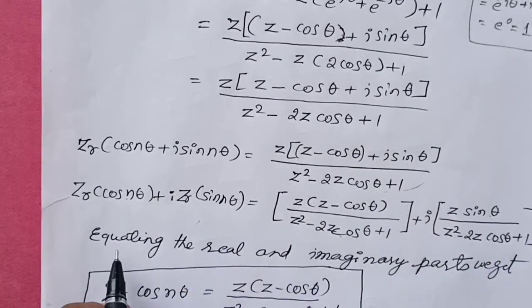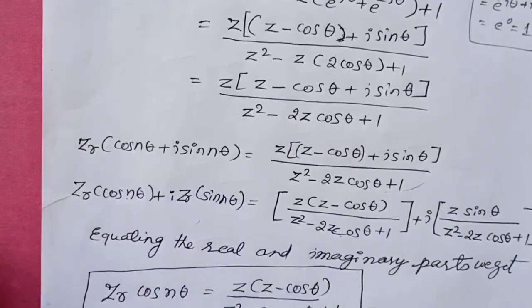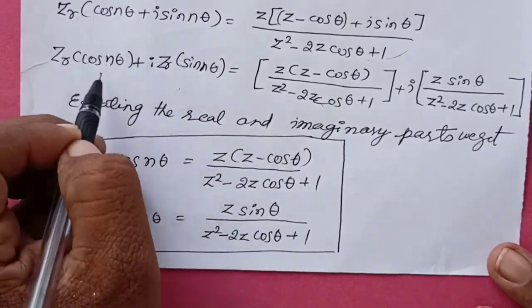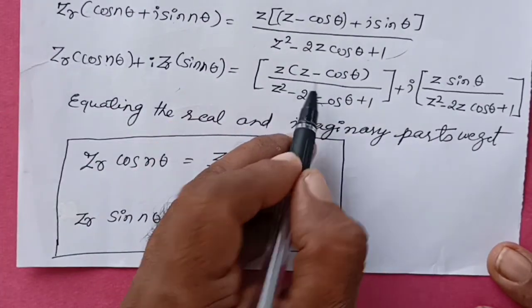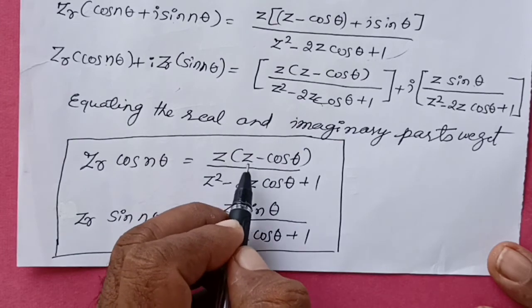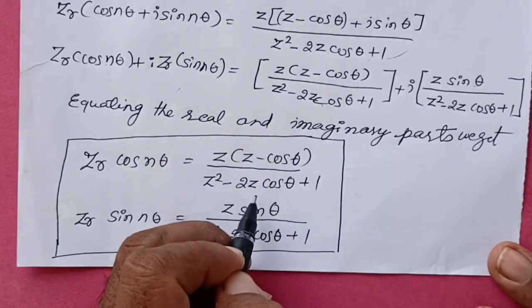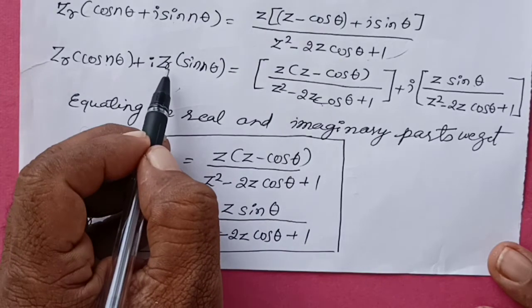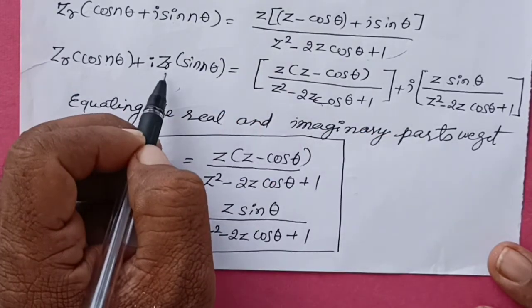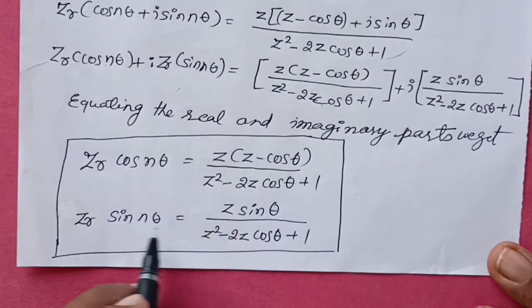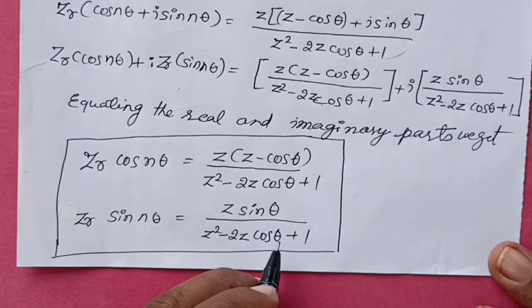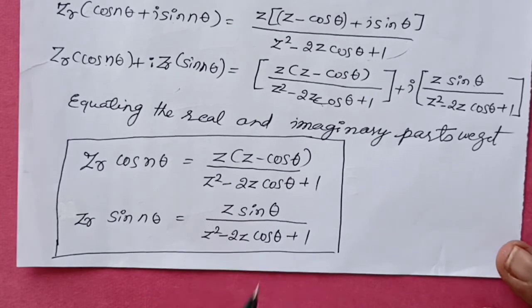Now equating real and imaginary parts. So the real part: Z transform of cos n theta is equal to z into z minus cos theta divided by z square minus 2z cos theta plus 1. And the imaginary part, where i is there: Z transform of sin n theta is equal to z sin theta divided by z square minus 2z cos theta plus 1.